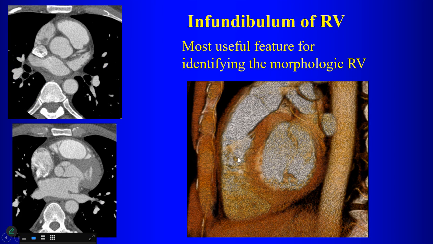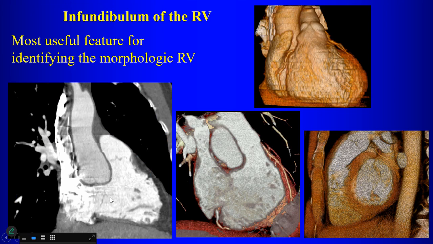So when we look at the right ventricle, that muscular outflow tract is the infundibulum. That sits below the outflow valve, the muscular outflow tract. That's the most useful feature for identifying the morphologic right ventricle. So if we look here, here's the inflow valve, here's the outflow valve. They're separated, and then this infundibulum is the muscular outflow tract that you can see nicely demonstrated there for the morphologic right ventricle.